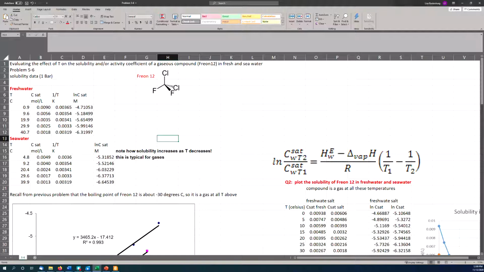This is another problem about your buddy and mine, Freon 12. Yay, Freon 12, dichlorodifluoromethane. The purpose of this problem, the gist of it, is, first of all, getting you to think about the solubility of gases in water. And second of all, it's getting you to think about the Setschenow constant and the effect of salt on solubility.